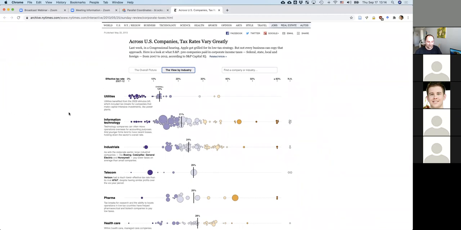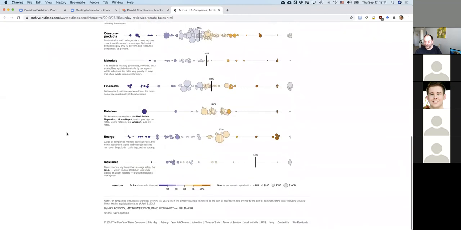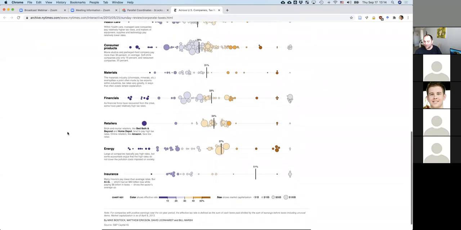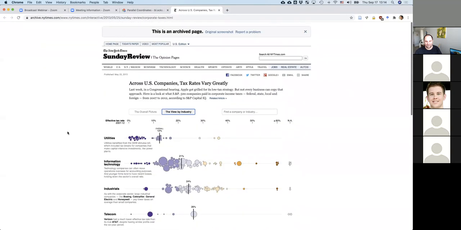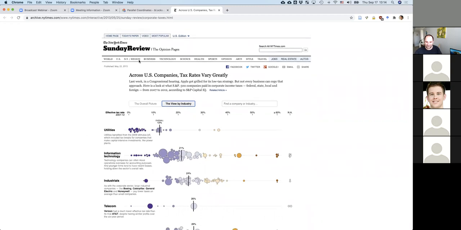And I see some questions. Are annotations considered marks or channels? I would say annotations are neither marks nor channels. They are really just context to understand the chart. And was this coded using D3? I don't know for sure, but it is very likely. The New York Times used a lot of D3. They were actually the employer of Mike Bostock, who developed D3, for a significant period of time. Especially around 2013, when this happened, a lot of these charts were actually written by the guy who wrote D3.